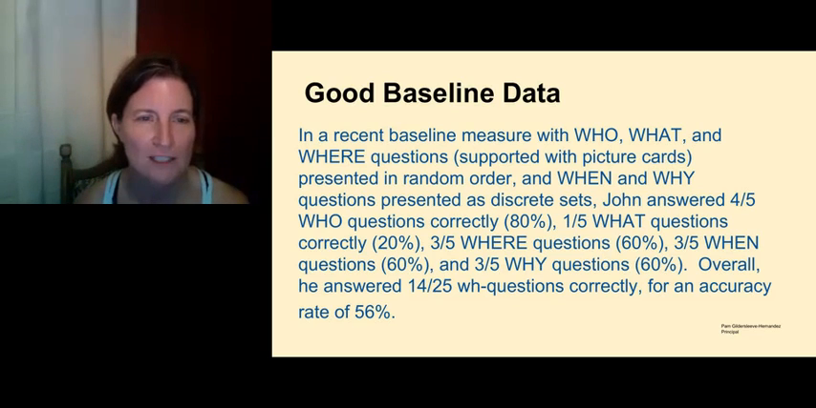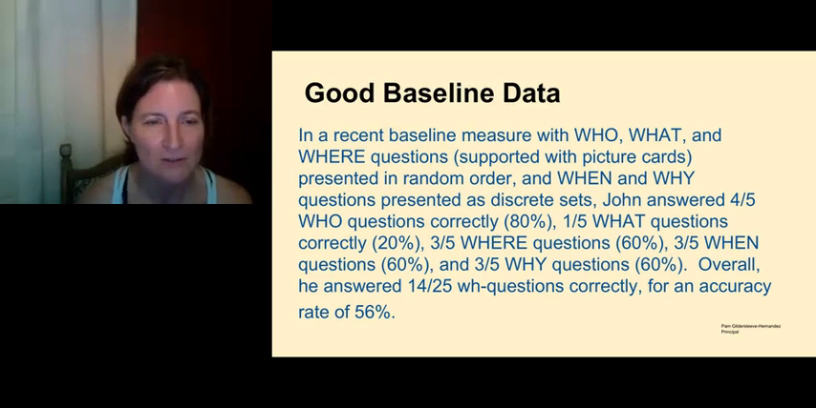Overall, he answered 14 out of 25 WH questions correctly for an accuracy rate of 56%. This is very well-written baseline data, but you can also see here how data could be skewed if you wanted to use it that way.